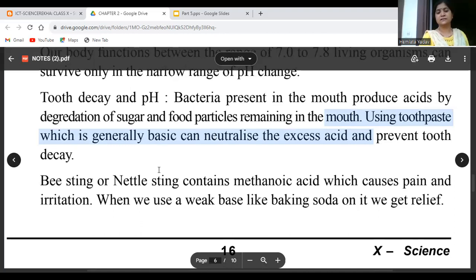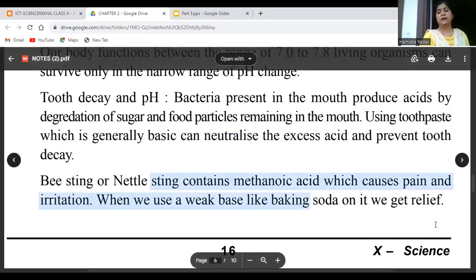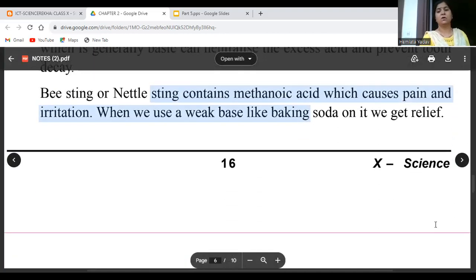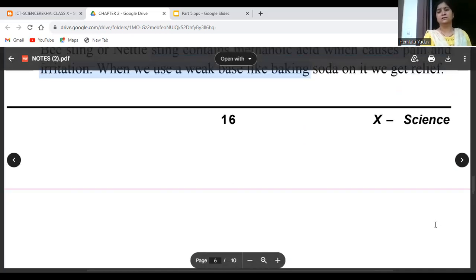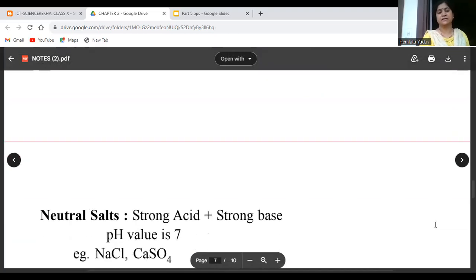Bee stings or nettle stings contain methanoic acid, and when we are bitten by a bee or an ant, we can use a weak base like baking soda, and we can get relief from the burning sensation.